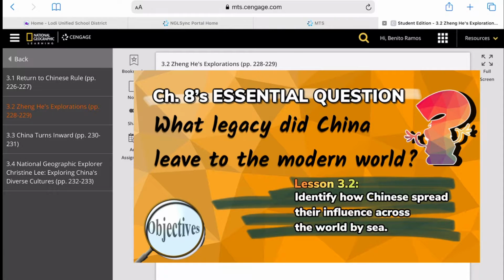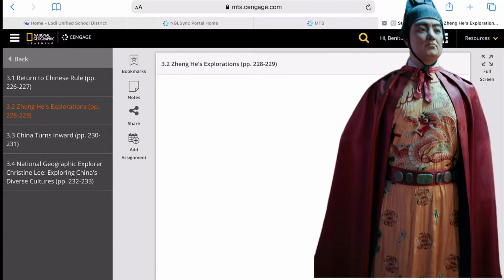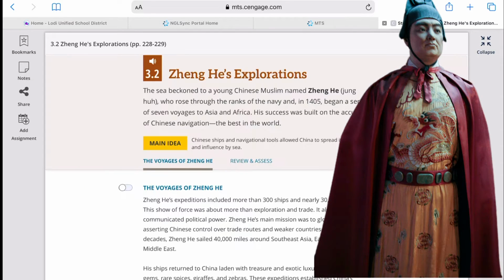This chapter's essential question is, what legacy did China leave to the modern world? The objective of this lesson is to identify how Chinese spread their influence across the world by sea. Zheng He's voyages spread Chinese influence and trade throughout the world, and he brought back foreign influence, ideas, and goods to China. This lesson describes the ships and routes Zheng He took to travel farther and to more places than anyone had gone before.